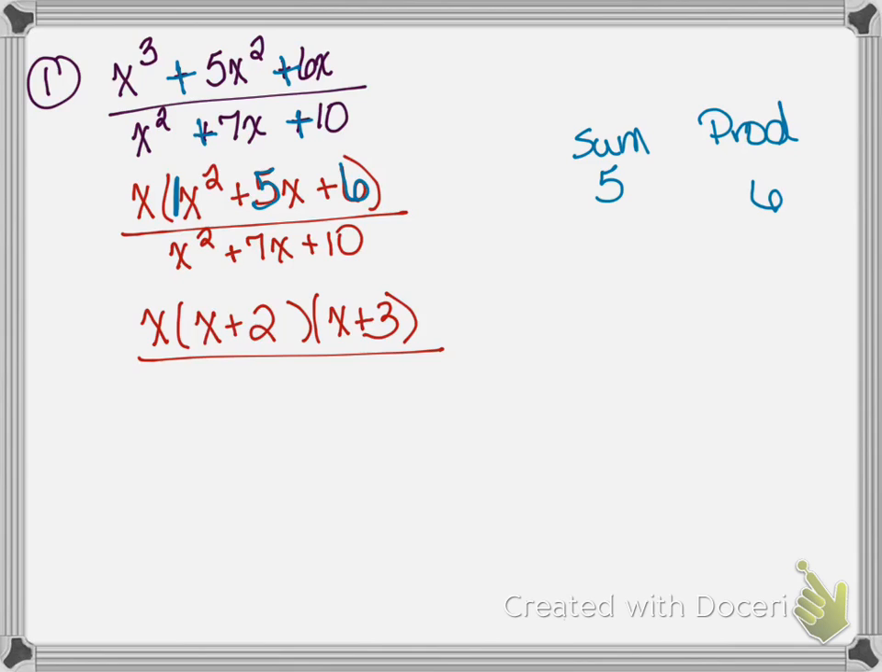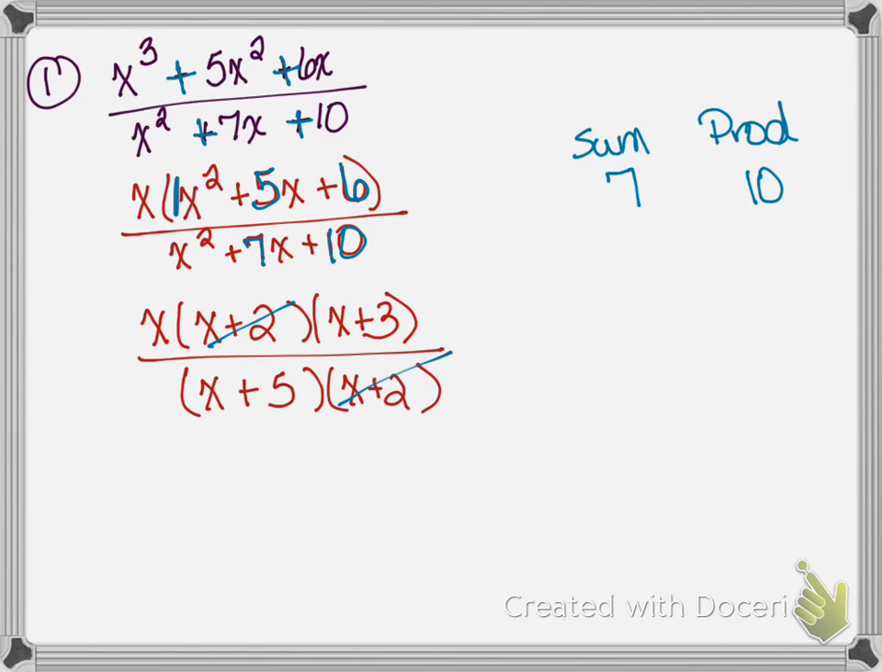Now, I'm going to factor my denominator. My sum for my denominator is 7. My product is 10. So what are the 2 numbers? 5 and 2. Good job. So x plus 5 and x plus 2. Okay? So what cancels? Good. So our answer here, once we've simplified, is x plus 3 over x plus 5.